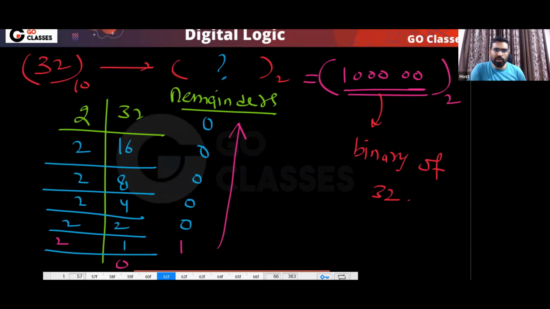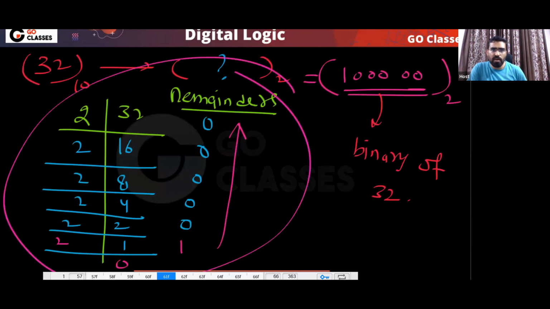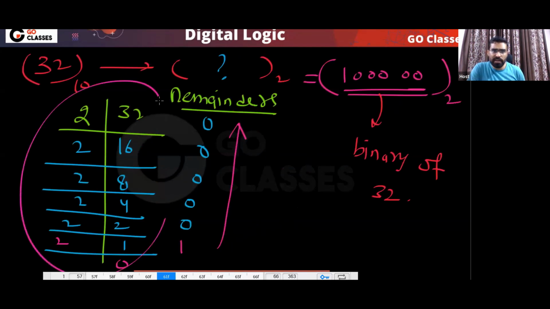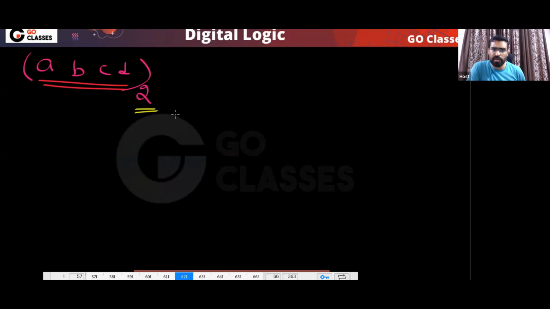Is this clear? Now let me explain where this method comes from. Why do we do this method? Why do we write in reverse order, why do we divide by 2, why this successive division? So let's understand this. The idea is actually very simple. Tell me one thing. If I have this binary number A, B, C, D, in binary, then what is A? Either 0 or 1. A is 0 or 1, B is 0 or 1, C is 0 or 1, D is 0 or 1. Agree? Because this is a number in the binary system.